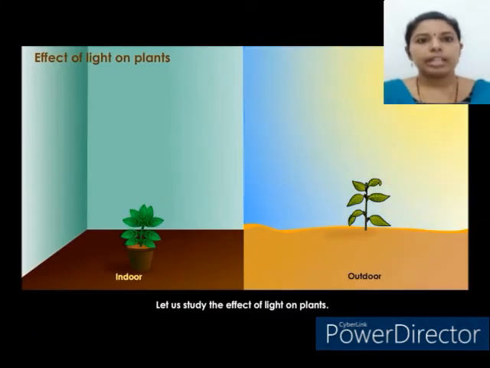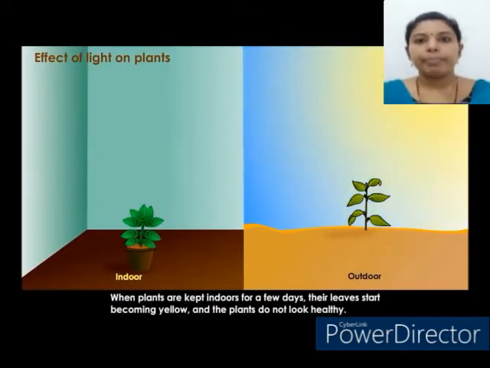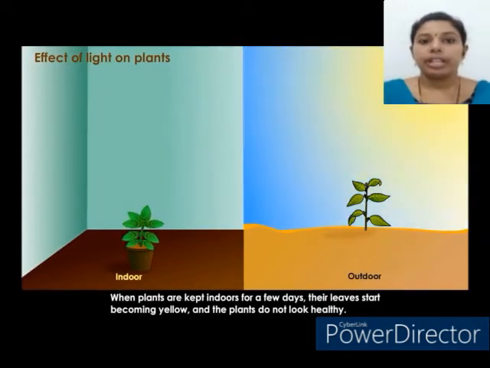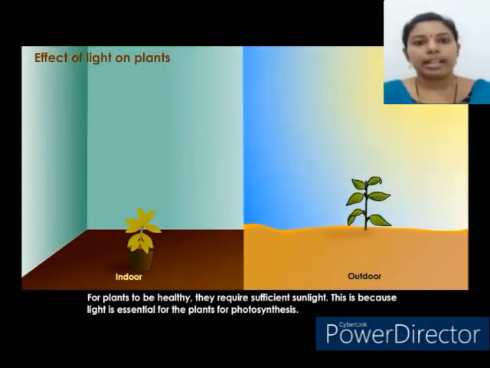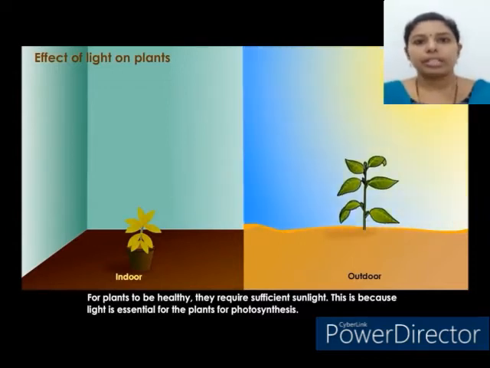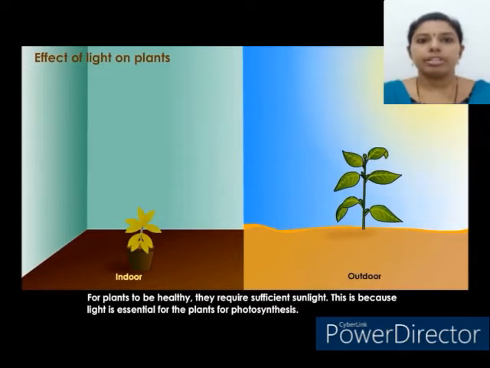Let's study the effect of light on plants. When plants are kept indoors for a few days, their leaves start becoming yellow and the plants do not look healthy. For plants to be healthy, they require sufficient sunlight. This is because light is essential for the plants for photosynthesis.